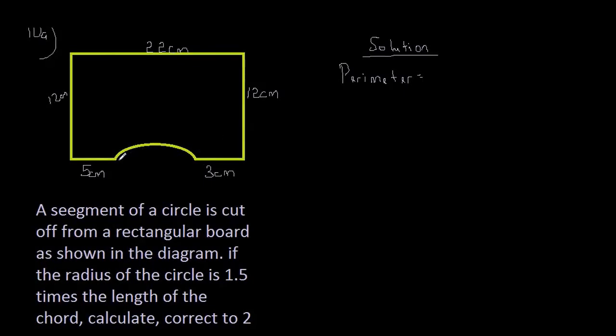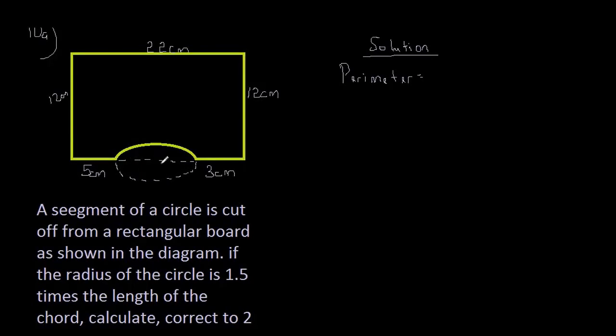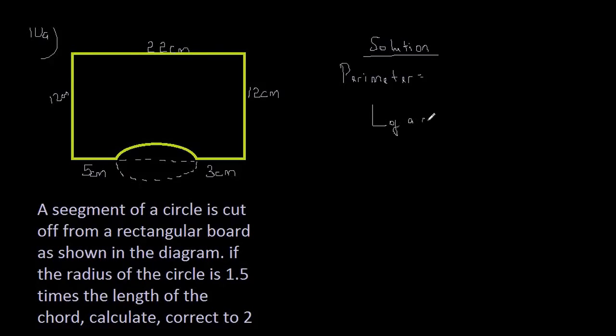To find that, let's imagine we still have our original rectangular board, and if this was a circle that was cut off from it, that makes this a chord. Now the length of a chord is equal to 2r sine theta over 2. So we need to find this arc for the perimeter to be complete.